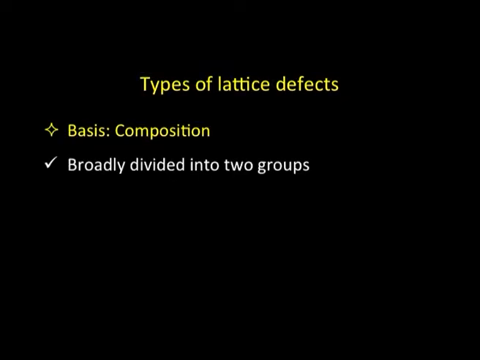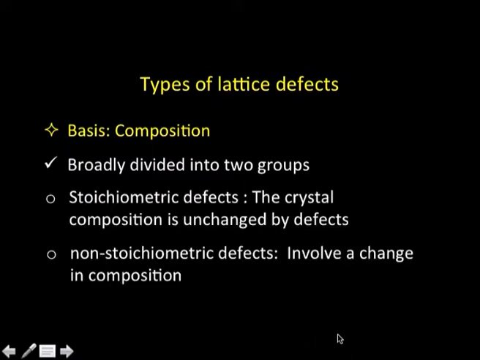Okay. Now, let us try to see how we classify these lattice defects. One basis could be the composition, and broadly on the basis of composition we can put these lattice defects into two groups. One happens to be stoichiometric defects, that means, as the name suggests, the crystal composition is unchanged; defects are there, but the stoichiometry of the crystal does not change. And second happens to be non-stoichiometric defects, wherein the composition of the material does change. That is one basic way of looking at defects.